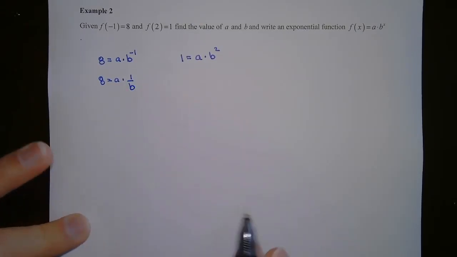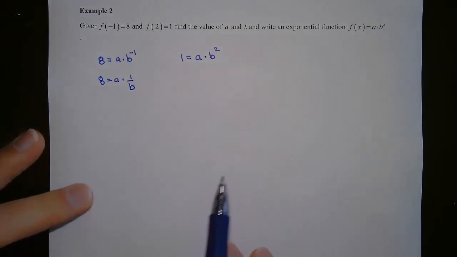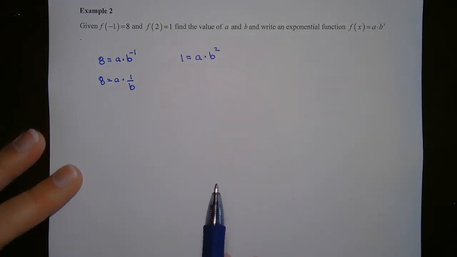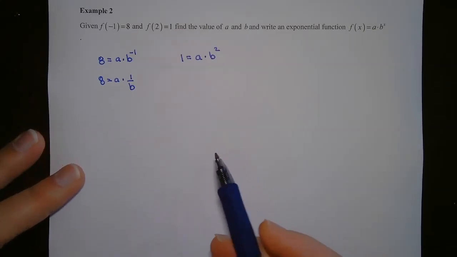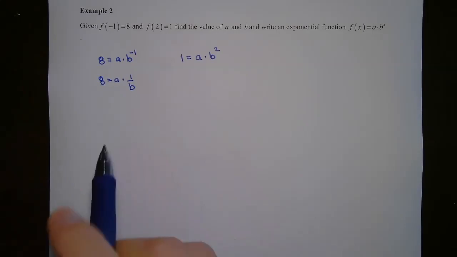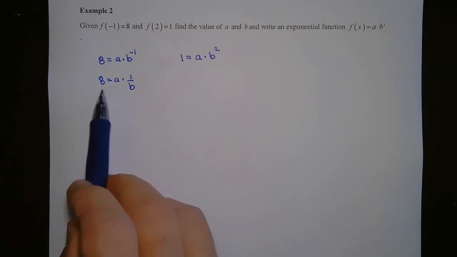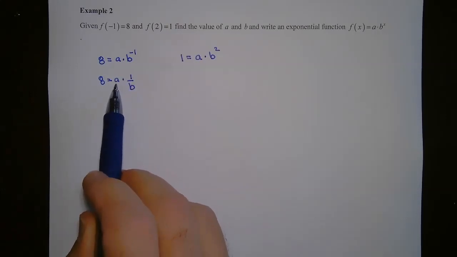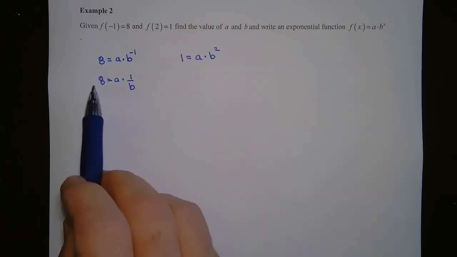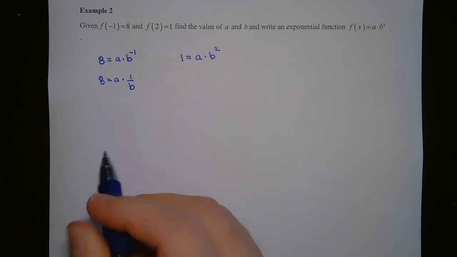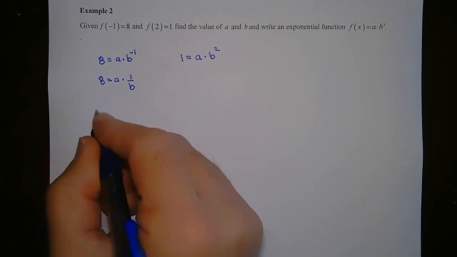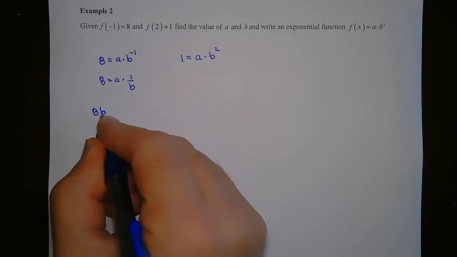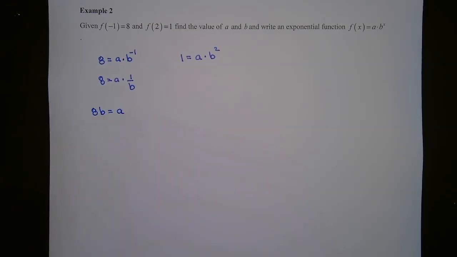Okay, and now we have a couple choices. You can solve either one of these equations. You can solve for either a or b and put it into the other one. So let's look at the easiest one. I'm looking at this first equation, 8 equals a times 1 over b. I can solve this for a pretty easily by just multiplying both sides by b. That would result in 8b is equal to a. So I don't know the exact number a is, but I know it's 8 times b.